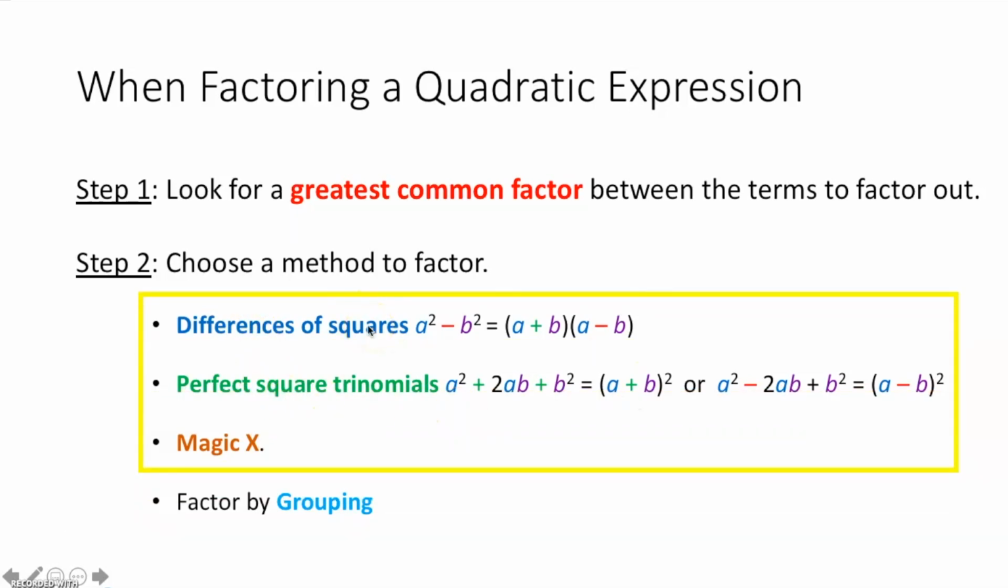Now the good news is that these are just shortcuts, just like they were when we were foiling. Factoring using difference of squares and perfect square trinomials, these are just shortcuts. And if you forget the shortcut, you can just go back to the magic x. It'll still work, and I'll show you that today.